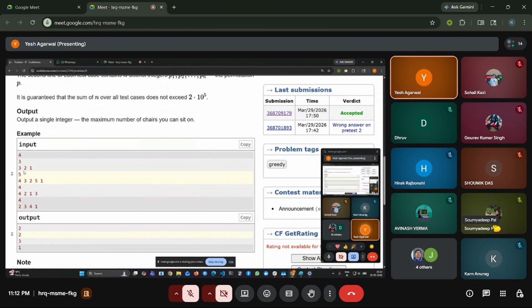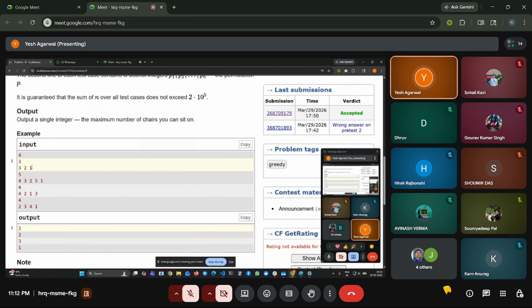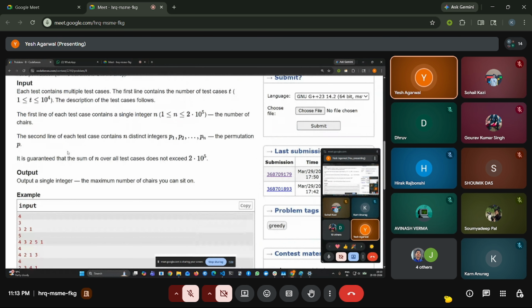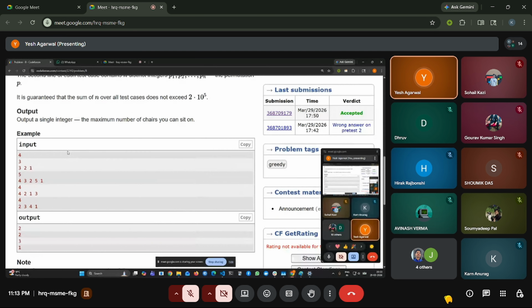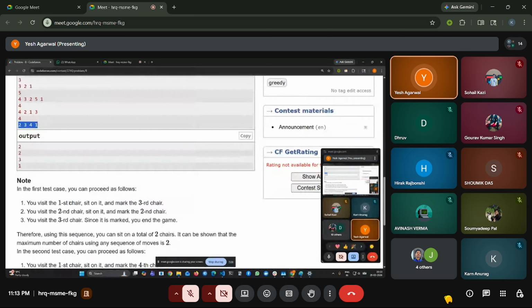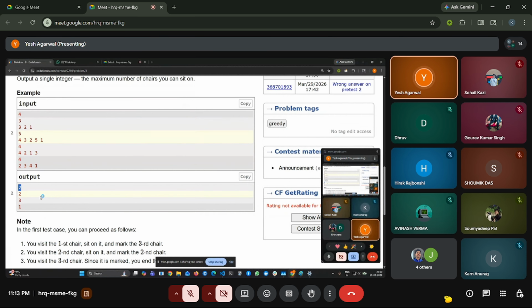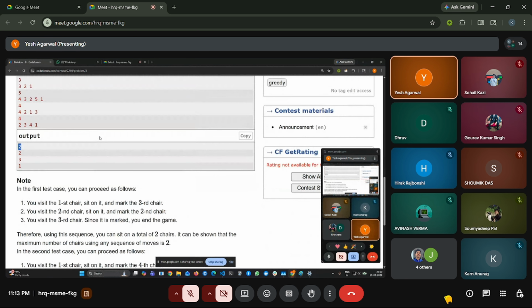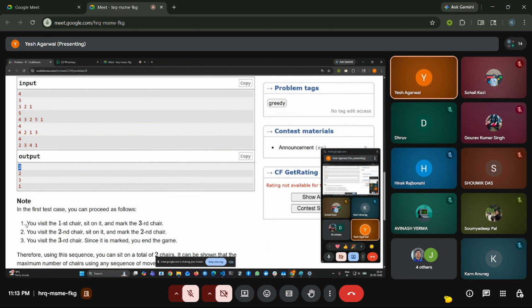One solution that might come to your mind, which I have personally implemented, is a simulation-based implementation. First of all, let's discuss this 3 to 1. The most amount of chairs you can sit on is 2. How can that be achieved? It's explained here. You visit chair 1, then mark it, so number 1 gets marked. Then you visit the second chair, and you mark the second chair. By the way, if you are at the second chair and you have marked the second chair only, the game doesn't end.